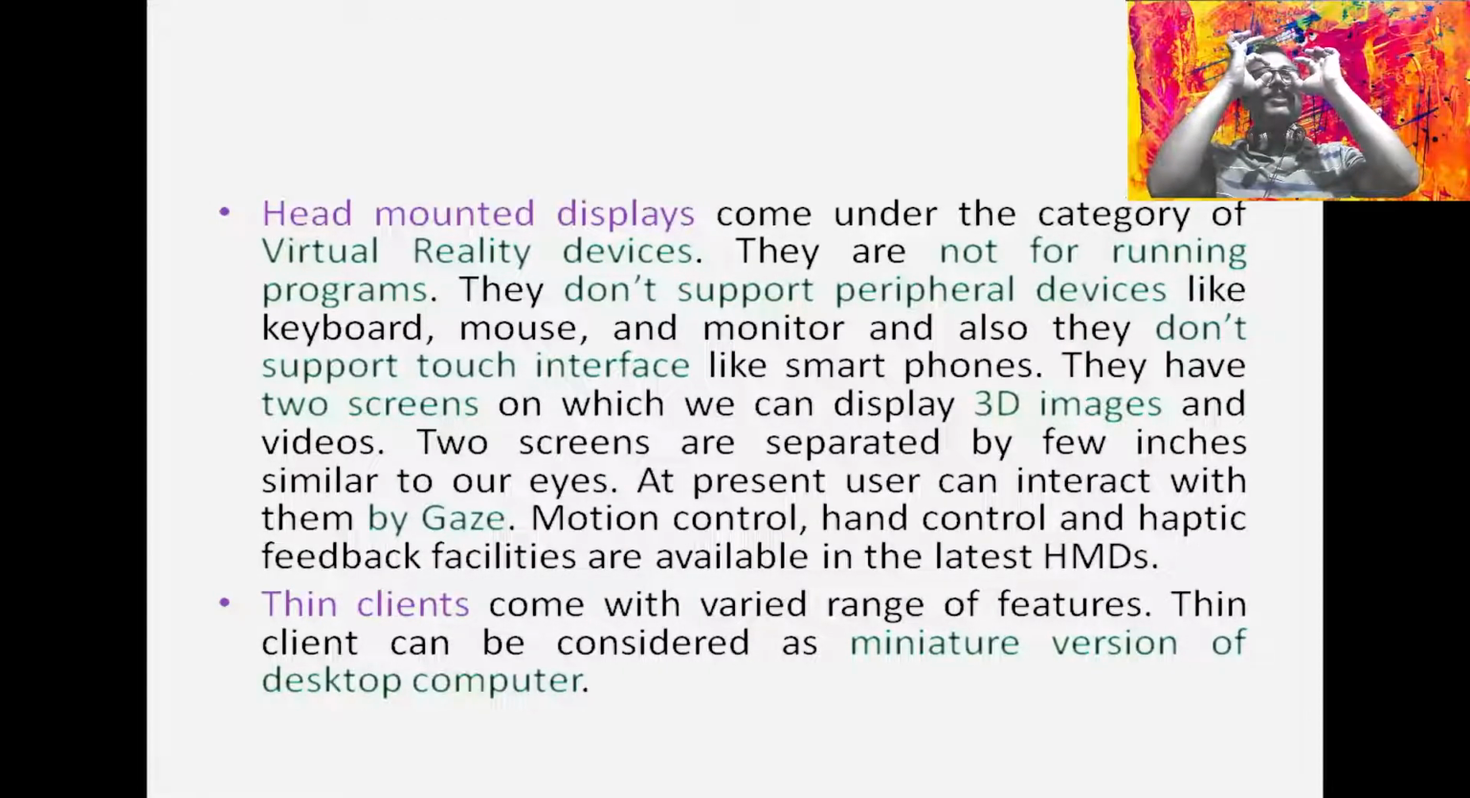Separated by some distance, because our eyes are separated by some distance. Similarly, there will be two screens, one in front of each eye, separated by some distance. And this distance is responsible for giving you those 3D images. You can watch 3D images because of the distance.